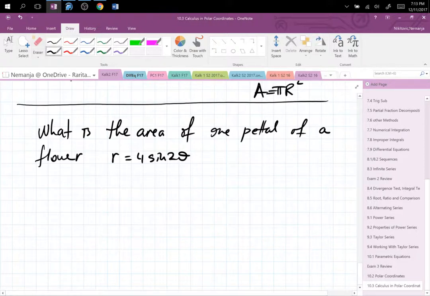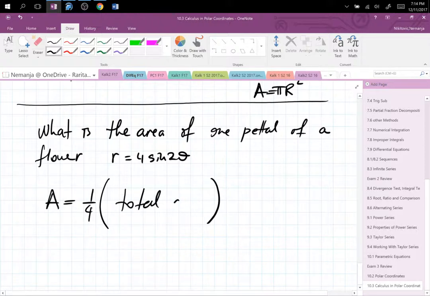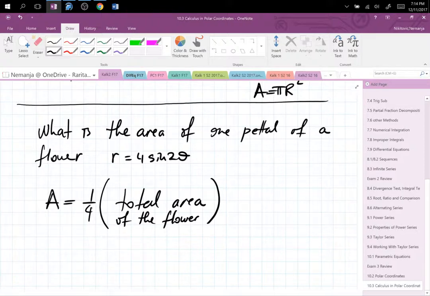So I want the area of 1 petal, and I know that there are 4 petals on the flower. So the area that I'm looking for is going to be a quarter of the total area of the flower, because that makes sense. We have 4 petals, and I want area of 1, so divided by 4.